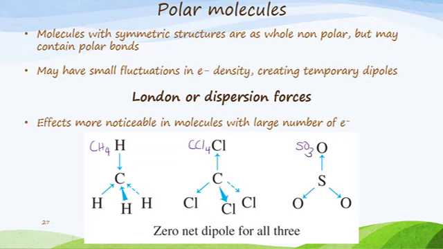Essentially you'll find that all three of these have a zero net dipole, but you'll notice that each of the bonds is polar, because carbon and chlorine, for example, have different electronegativity. So the direction of the bond polarity is different between carbon and hydrogen as opposed to carbon and chlorine. So even though we get a net dipole of 0, the bonds are still polar.